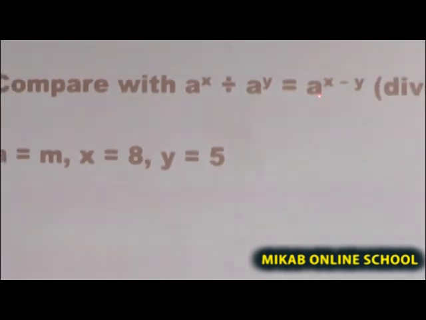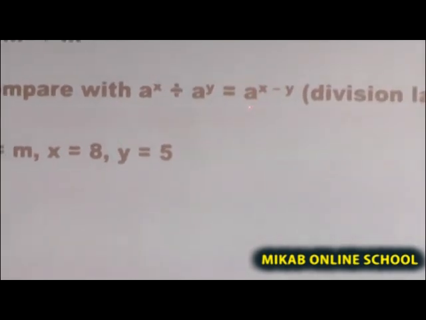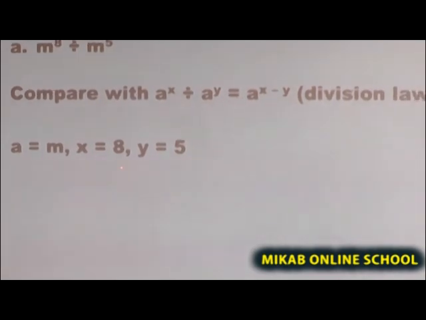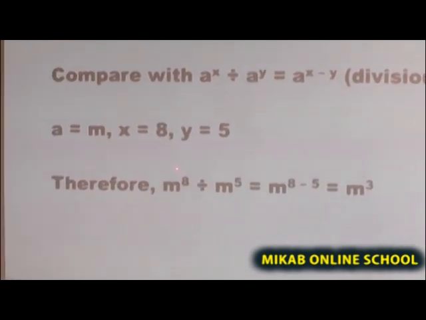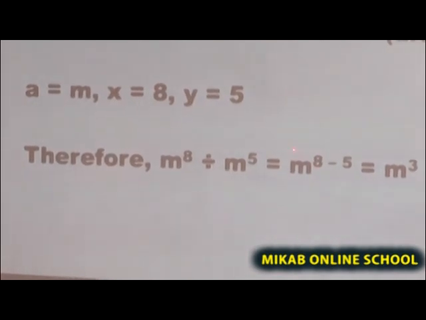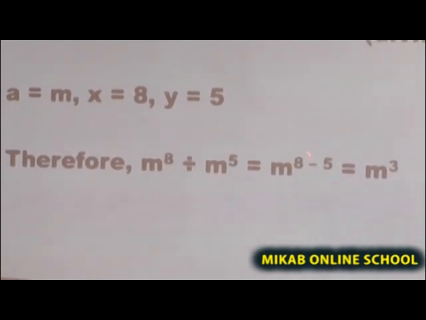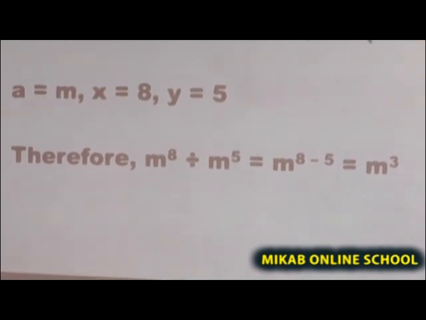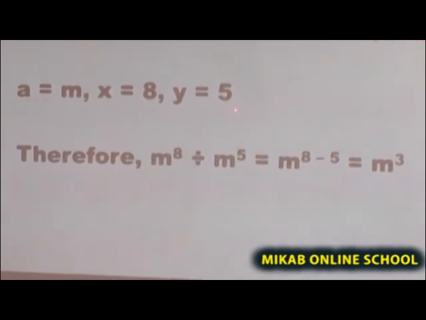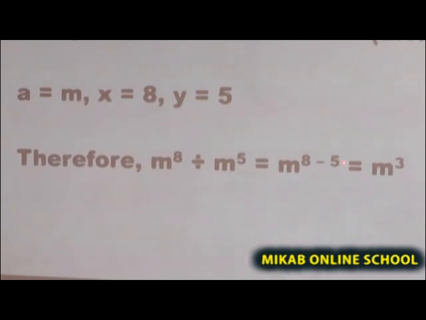So we shall now remove this a from here and substitute this m in place of this a. And if you do that, you are going to have m raised to the power of 8 divided by m raised to the power of 5 equals, you pick one out of the two, which is m raised to the power of 8, where we have x equals 8, and y equals 5. You have 8 minus 5, and 8 minus 5 will give us 3.